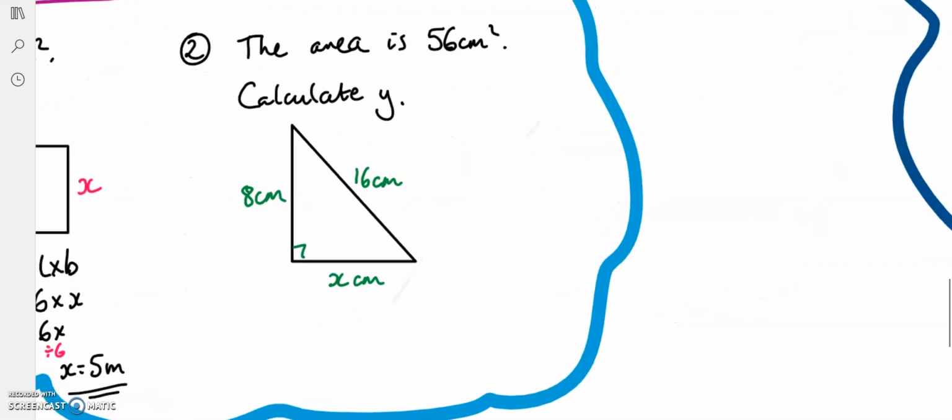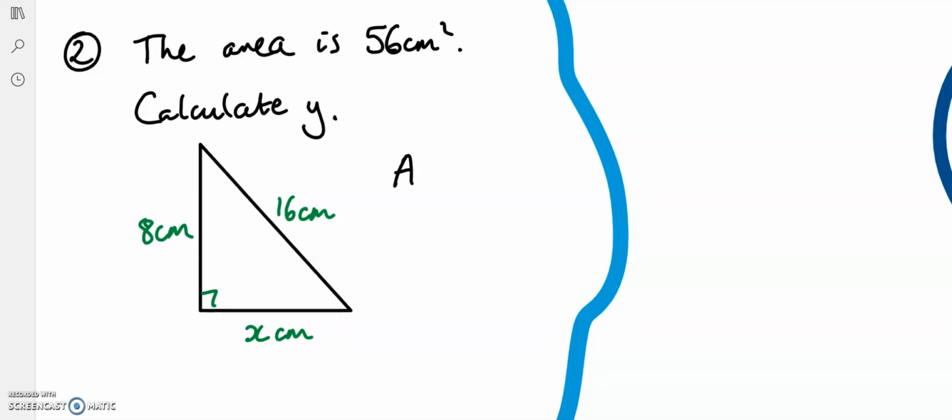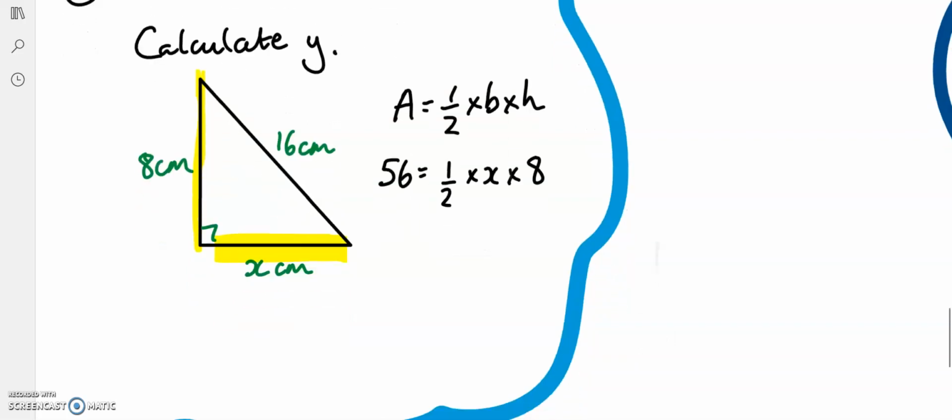Let's have a look at number 2. The area is 56, so we have the answer. Calculate y. So this is a triangle. I'm going to write down my triangle formula. A half times the base times the height. The answer is 56. So the base and the height need to meet at a right angle. Hopefully you're okay here at saying that the base and the height is going to be x and 8. So we're going to do a half times x times 8.